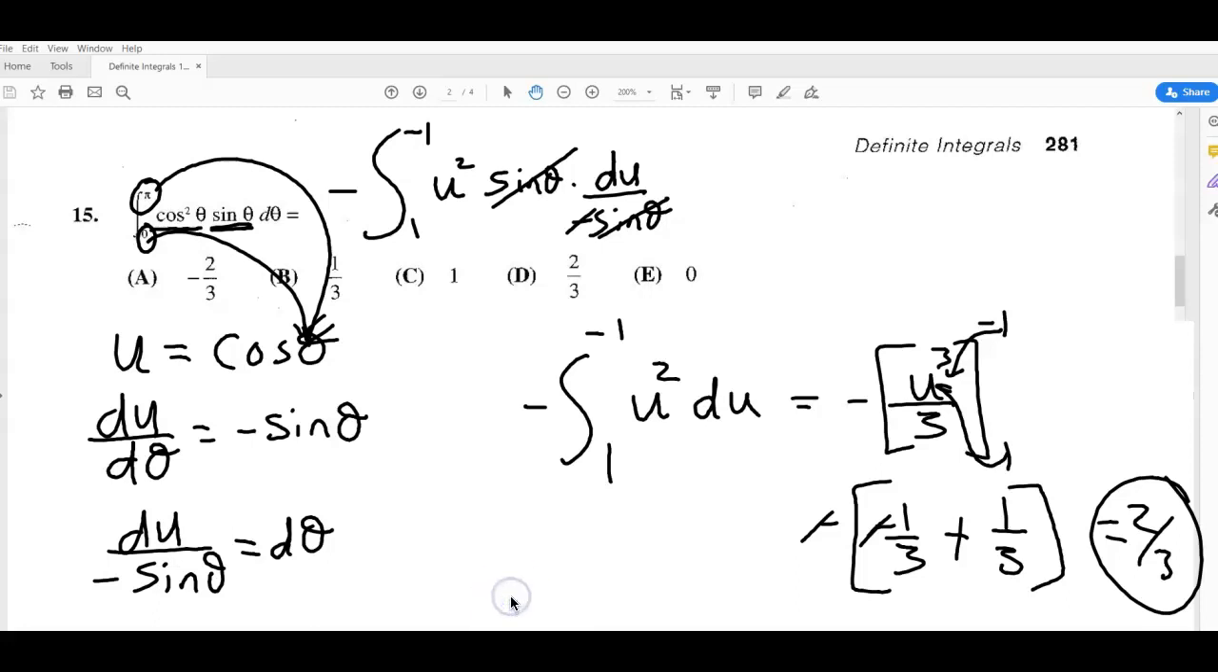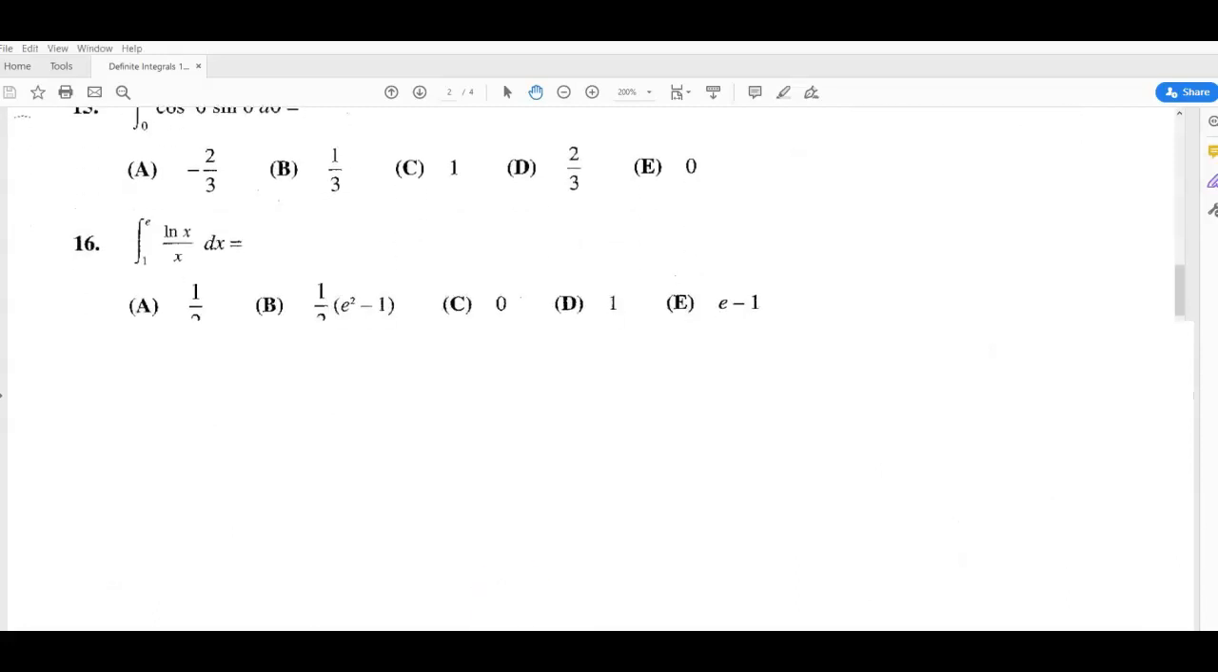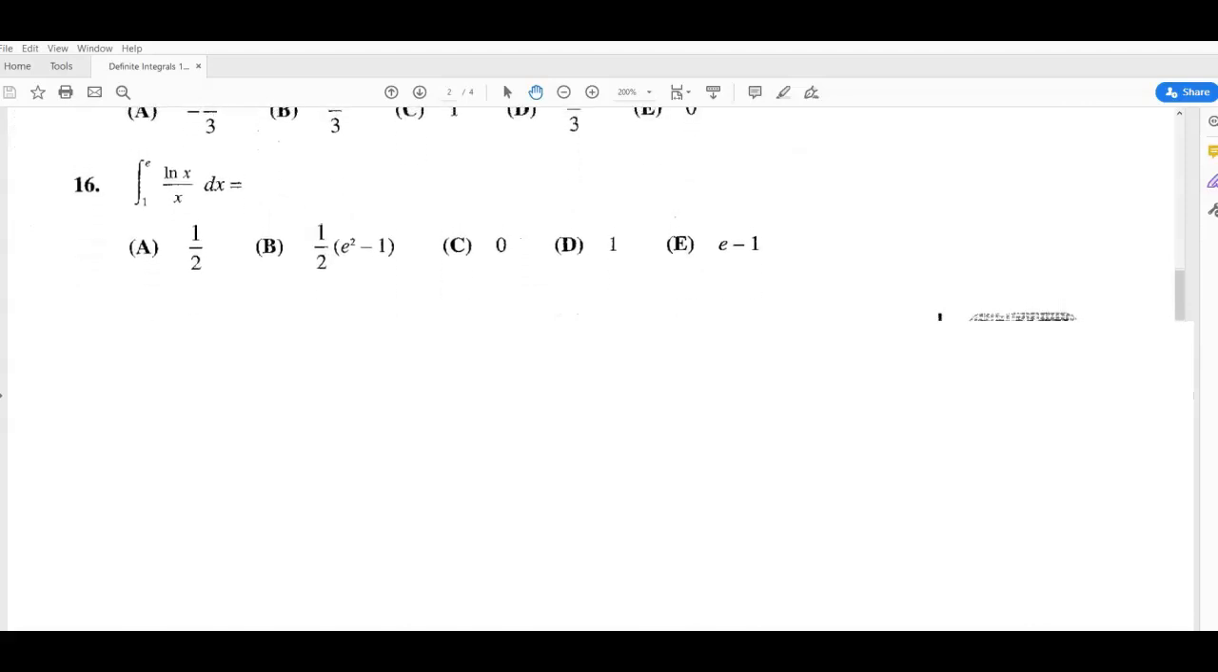All right, chugging along some more. Number 16. All right. This one's interesting. It's another U-sub problem. What do you think the U is this time?